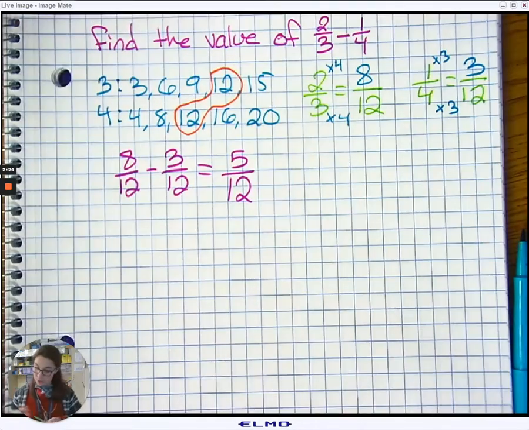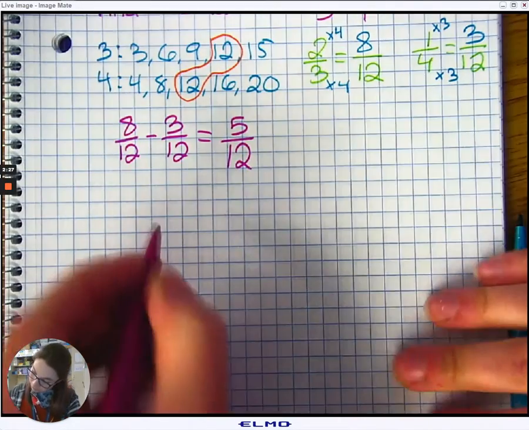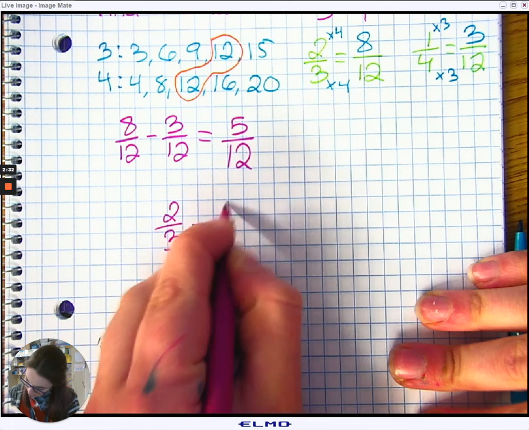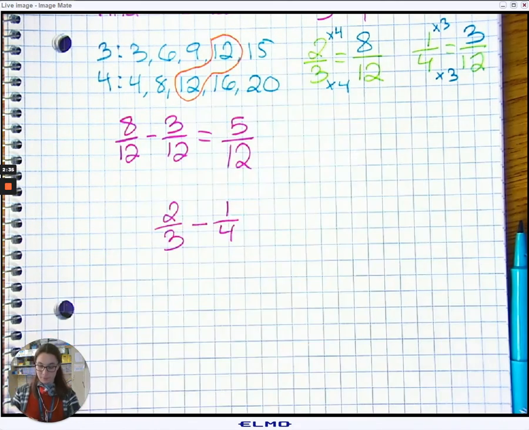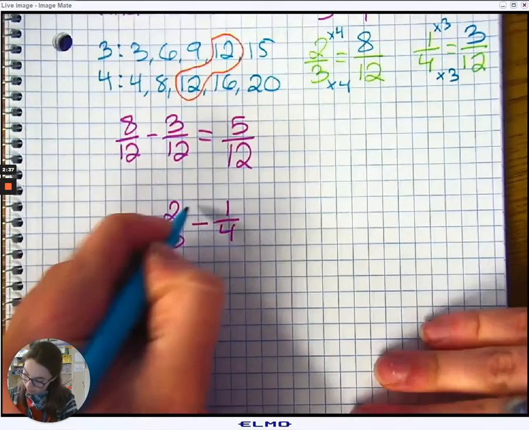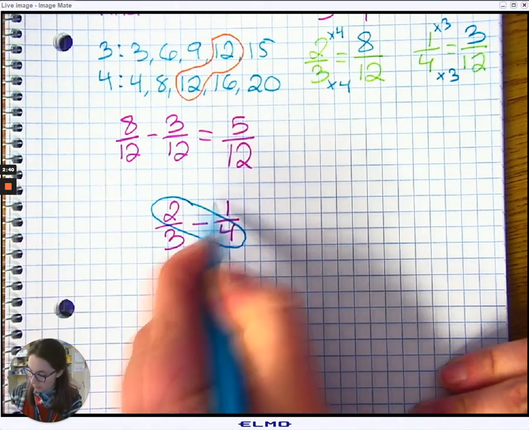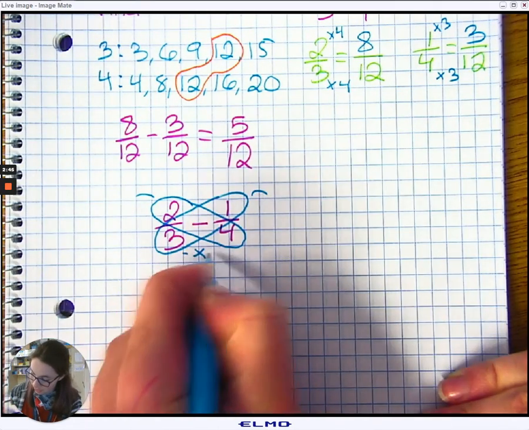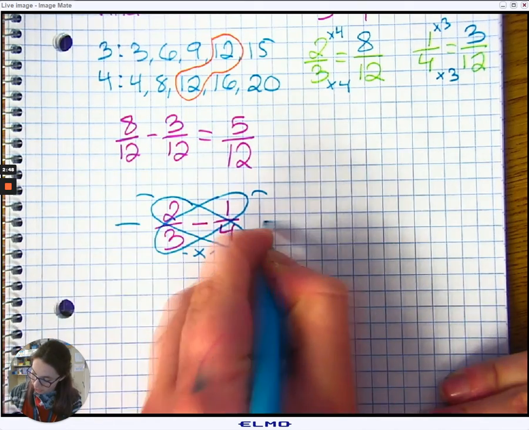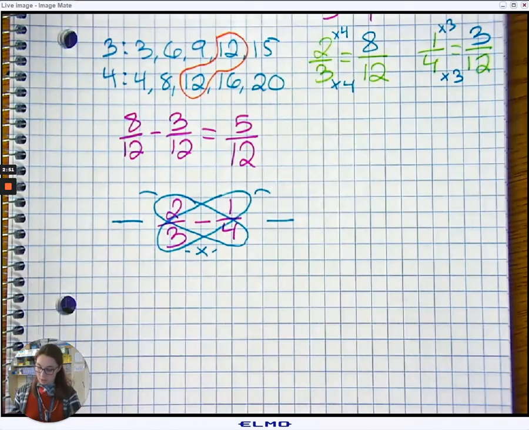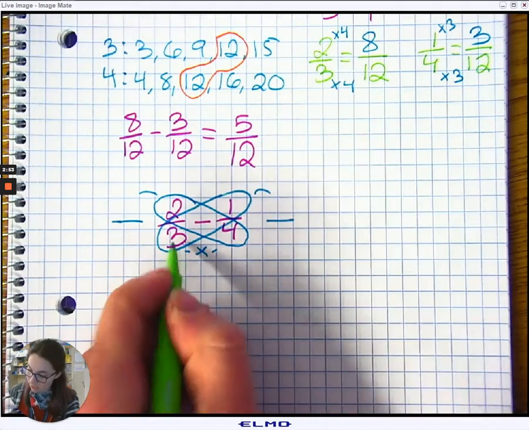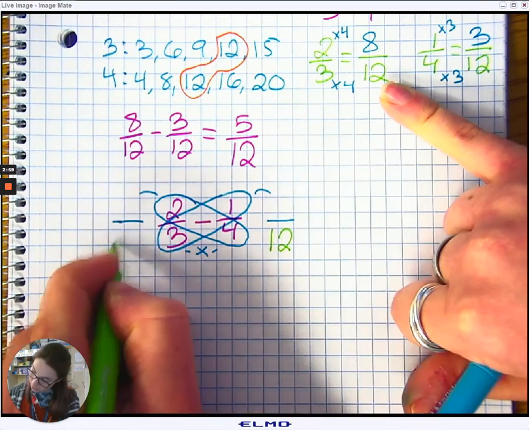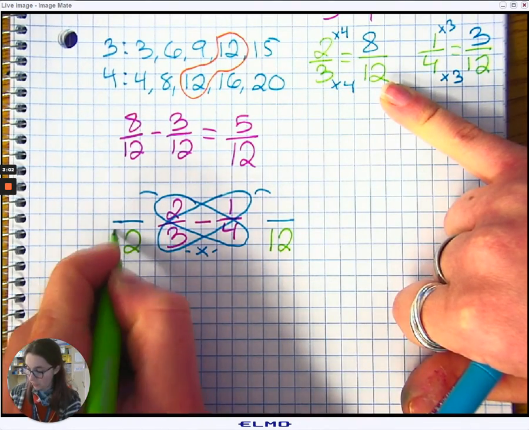Ta-da! Now let's do the butterfly method. 2/3 minus 1/4. Good. I will write my wings and my antennae and my little X down here and my fraction bars. Do the rest in green. So 3 times 4, my denominator is going to be 12. Hang on, that's what I was using up here. Cool. It's good to have the same denominators.